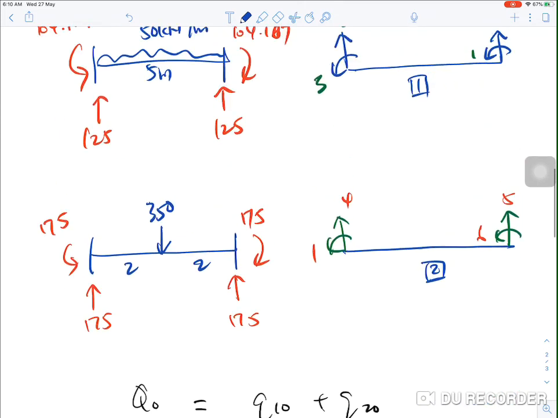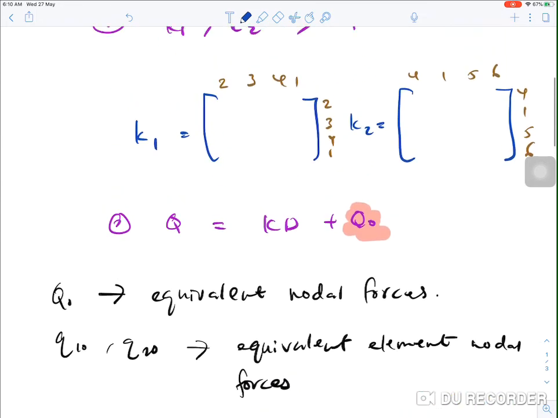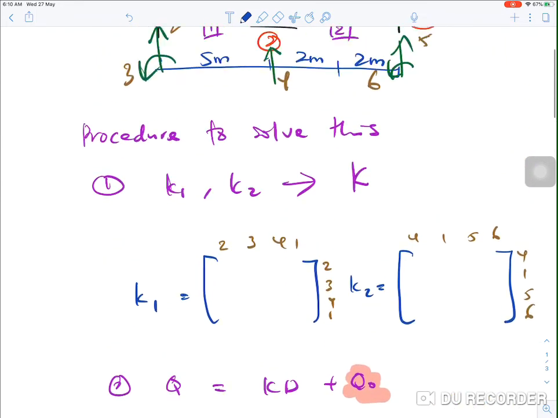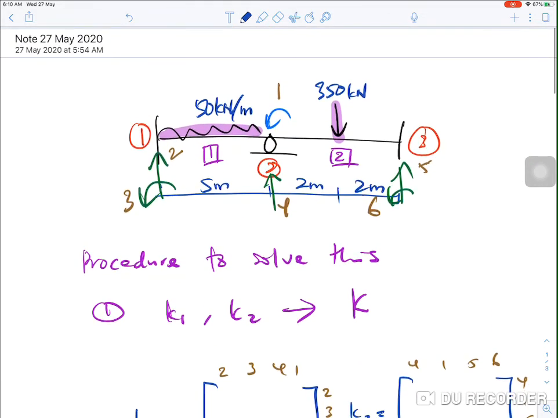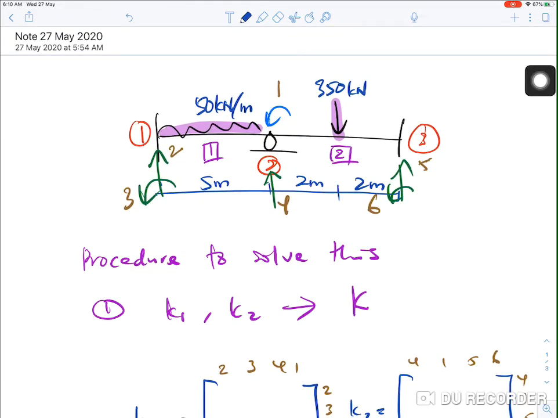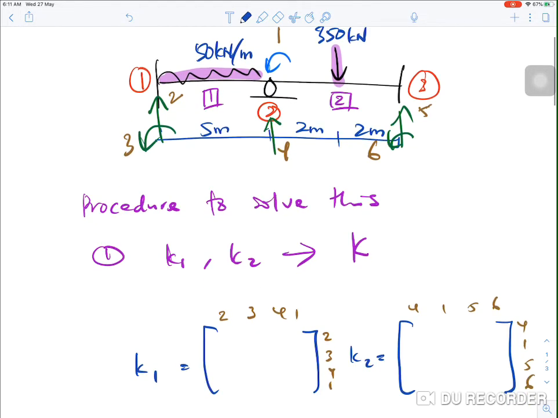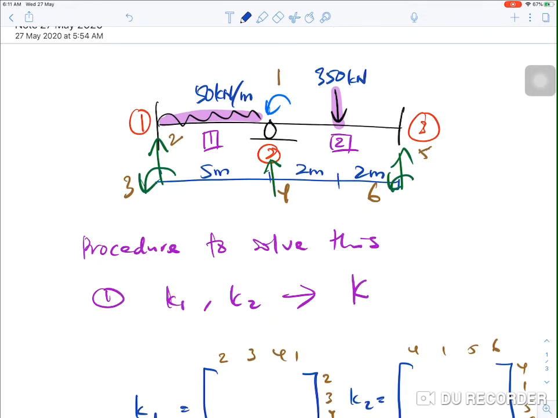Okay, so this is how we establish the equivalent element nodal forces and equivalent nodal forces. We have to do this for all beam elements whenever the beam is loaded with a UDL or point load on the member. Basically, for beam and frame, Q naught is compulsory to calculate. So I suggest you follow this step to get this value, because this is the simplest way to establish the value. Okay, I repeat again.